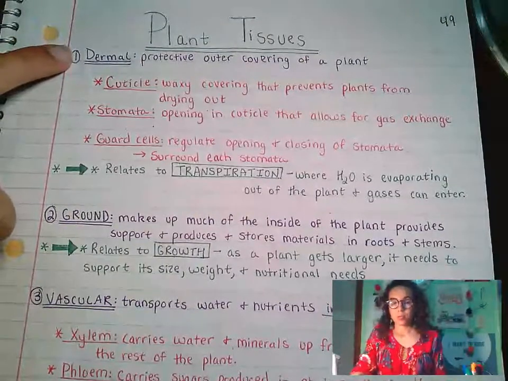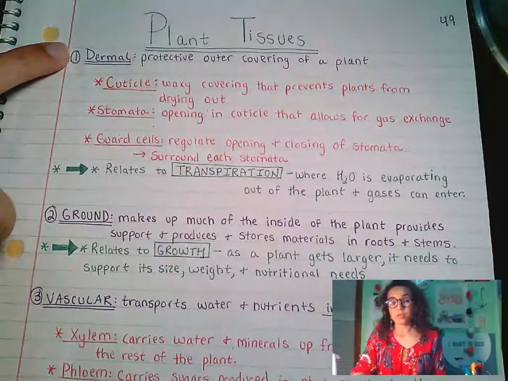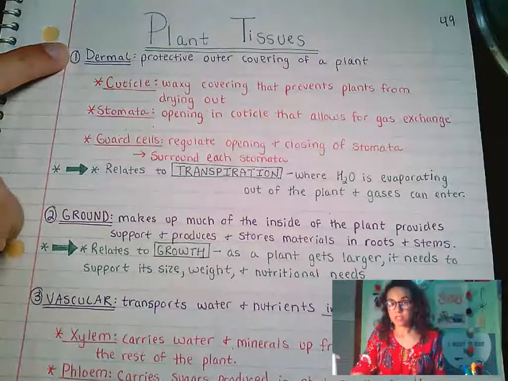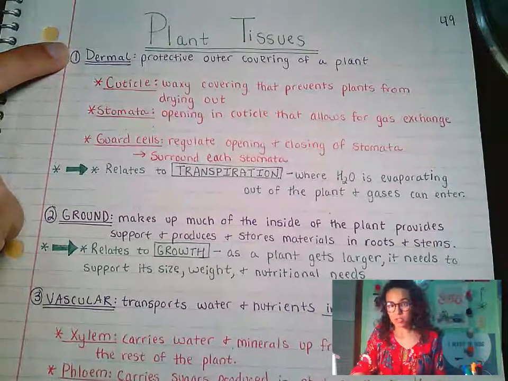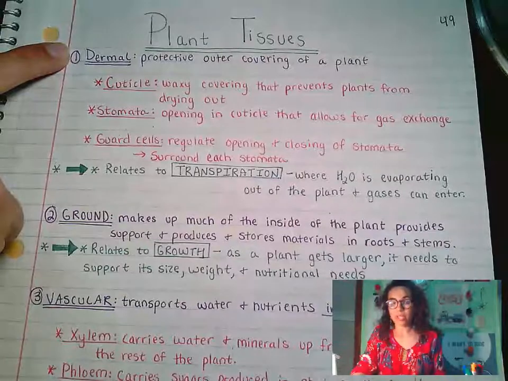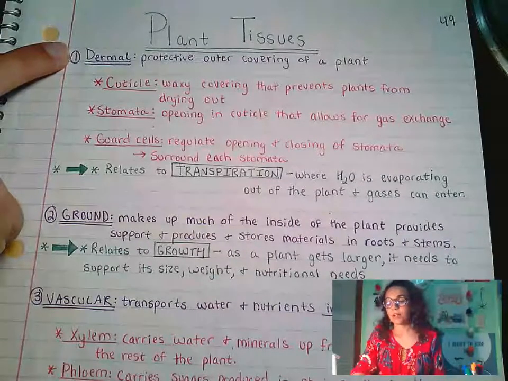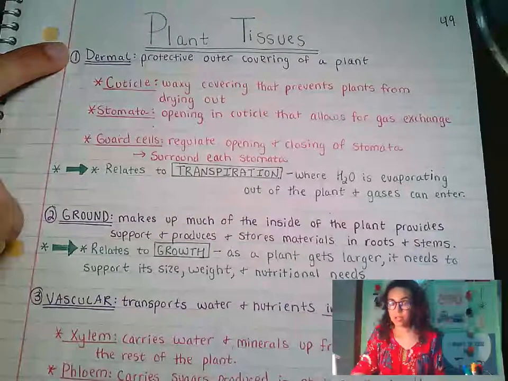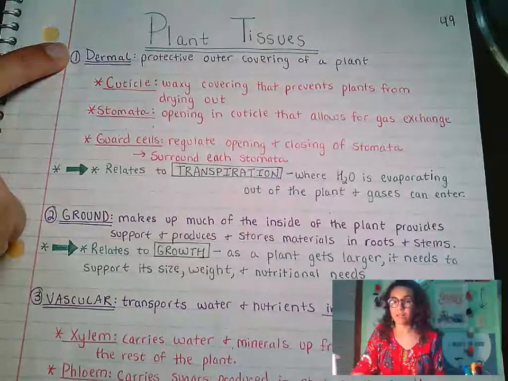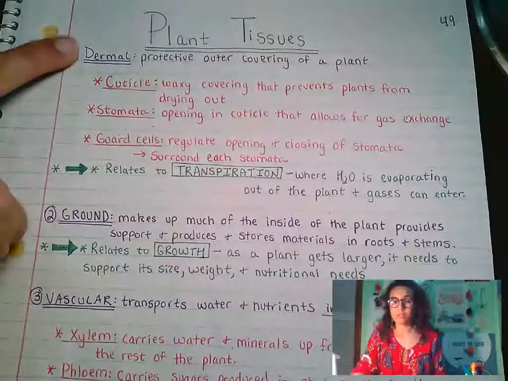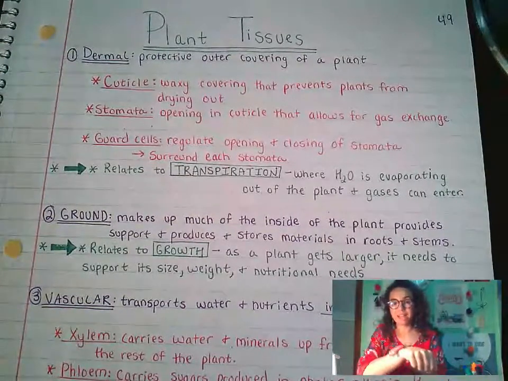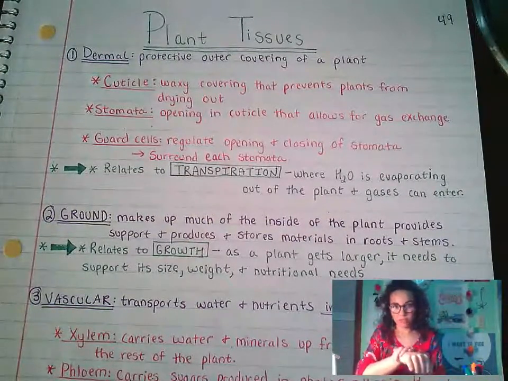When we think dermal, remember we talked about you go to the dermatologist, and the dermatologist is a skin doctor that we deal with. Dermal means protective or an outer layer. So your dermatologist is your skin doctor. When we're talking about the dermal tissue, we're talking about the protective outer covering of a plant, just like your skin would be for us.